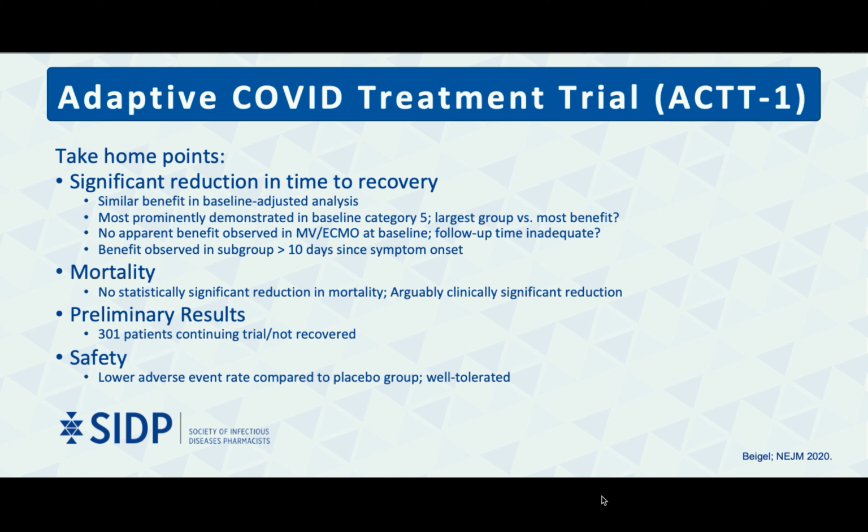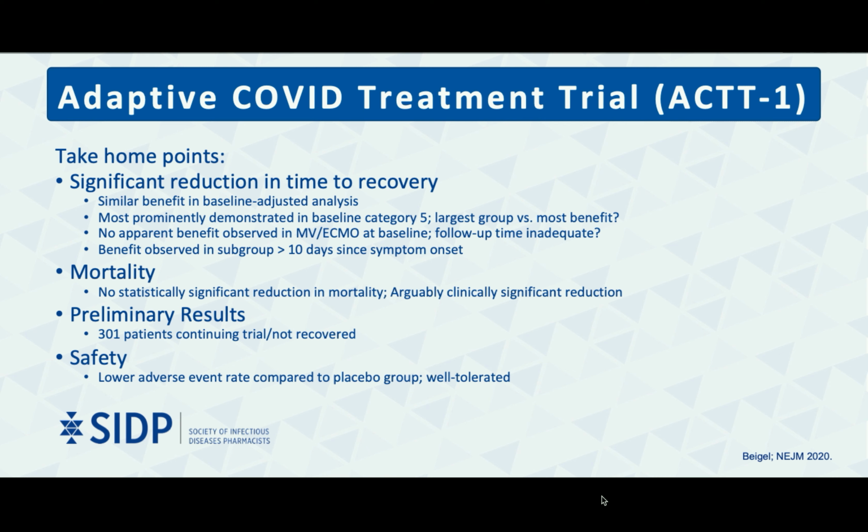So what can we take away from this study? First, remdesivir significantly reduced time to recovery, making it the first proven therapy for COVID-19 and also garnering it the standard of care designation in the process. This benefit was similar in the baseline adjusted analysis, and recovery was most apparent in patients beginning in the baseline category 5. Whether this was due to relatively higher enrollment in the baseline category, or simply these patients benefit most from remdesivir therapy is still yet to be determined.